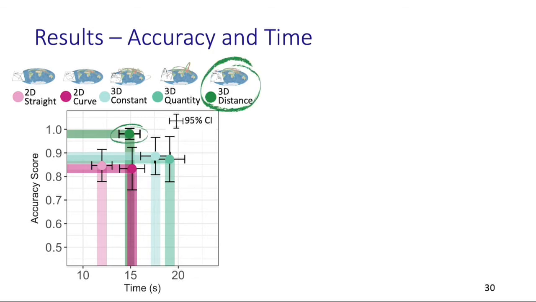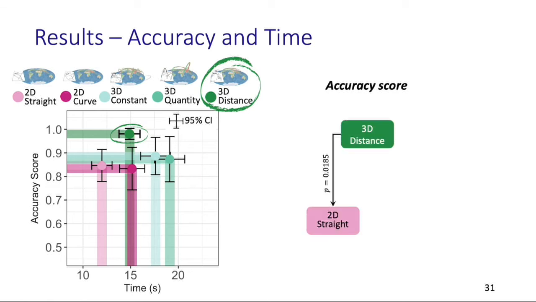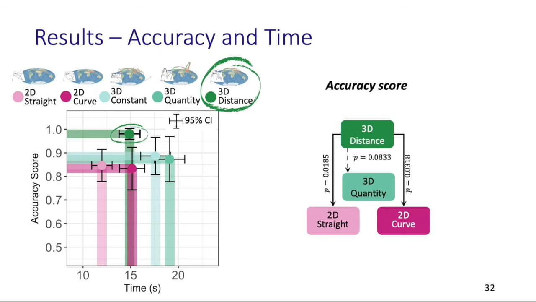We can say, in terms of accuracy, 3D distance is a clear winner. We then ran some statistical tests, and of course, we got a lot of p-values. To present them more straightforwardly, we use a node-link diagram. Here is an example showing 3D distance is significantly more accurate than 2D straight with a p-value equal to 0.0185. Let's present all the significant results. We can say 3D distance is more accurate than most of the visualizations.